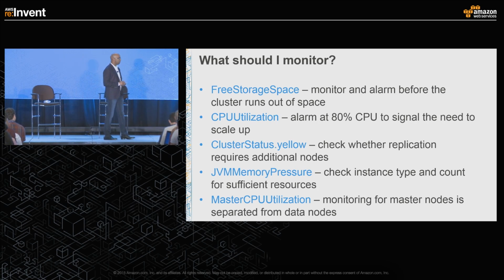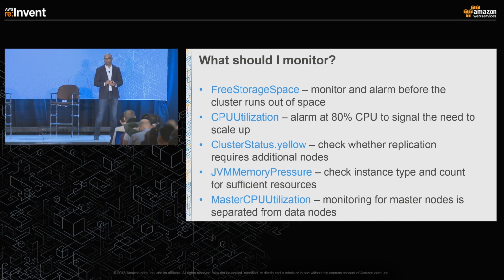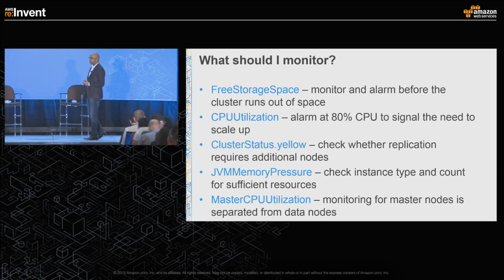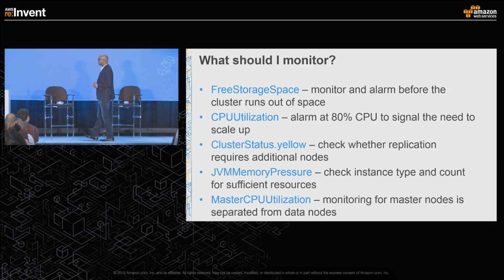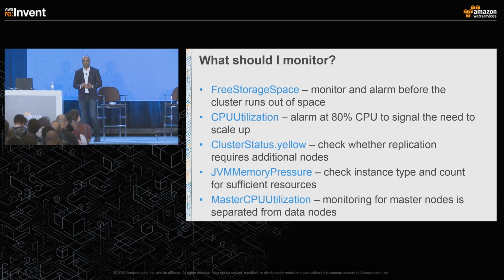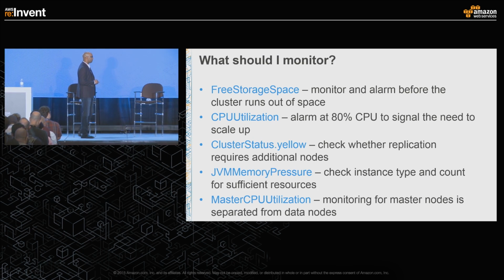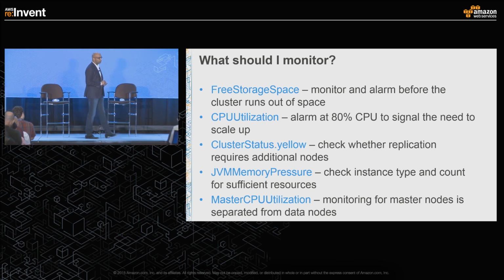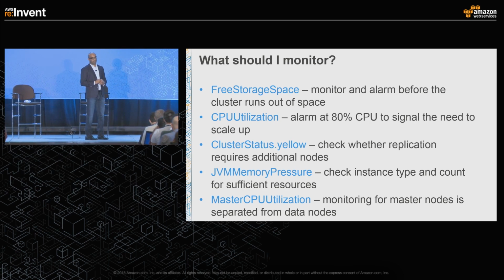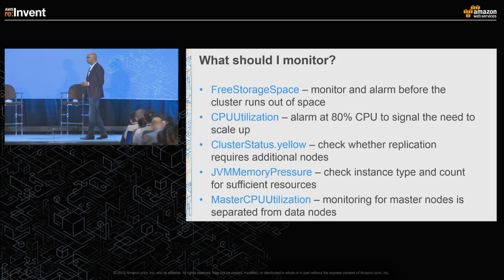The CPU utilization and JVM memory pressure metrics usually are signals that you probably want to scale the nodes in your domain. So you may want to add more nodes or increase the size of nodes if these get past a certain threshold. We have cluster status, again, that's yellow, green, or red, to keep an eye out on any problems happening in your cluster. And we also have a separate set of metrics for master nodes. We talked about dedicated master nodes that you can set up for your domain. If you do have dedicated master nodes set up, then you'll have a specific set of metrics with the prefix master in them that are associated with those master nodes.